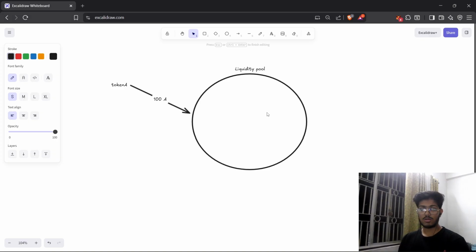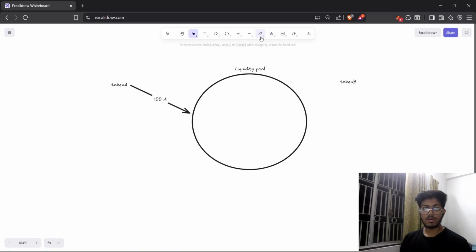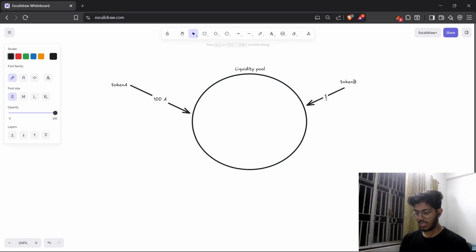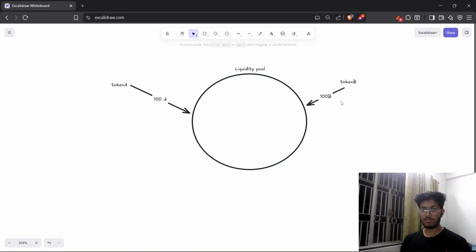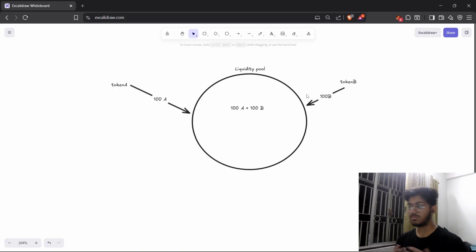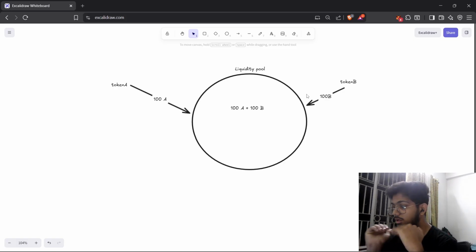And there's another person who has token B. He will also deposit 100 B in the pool. So there would be a total of 100 A plus 100 B. Now this becomes a liquidity pool. Our pool contains 100 token A and 100 token B.